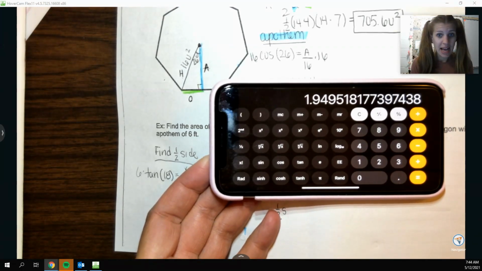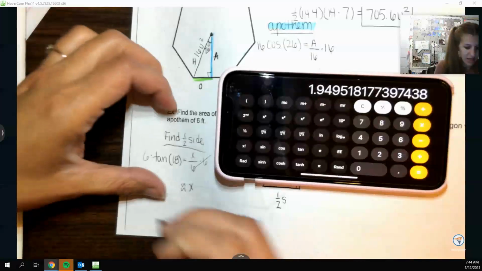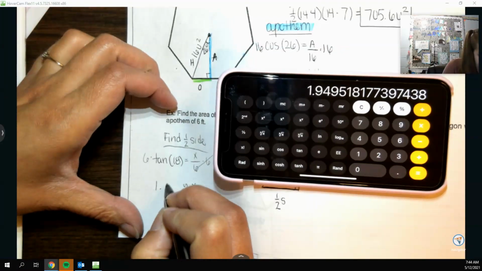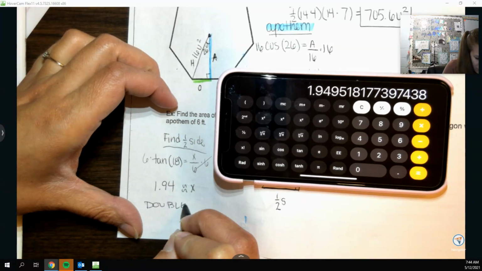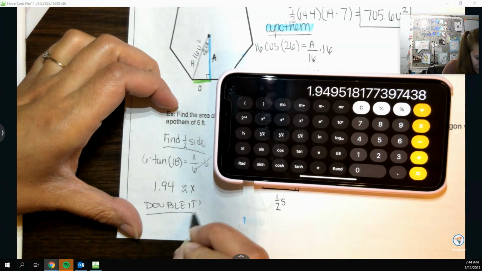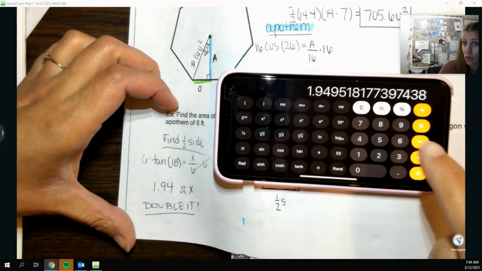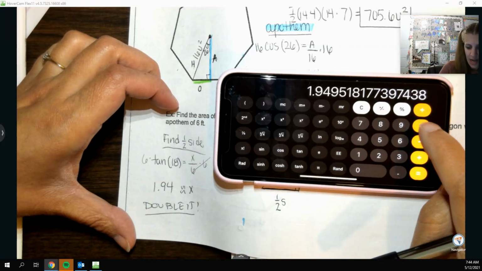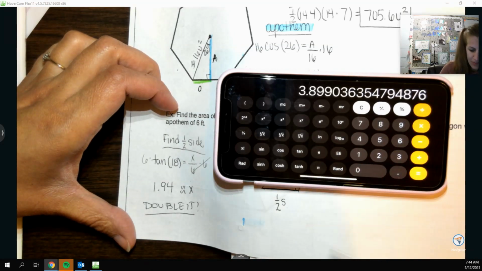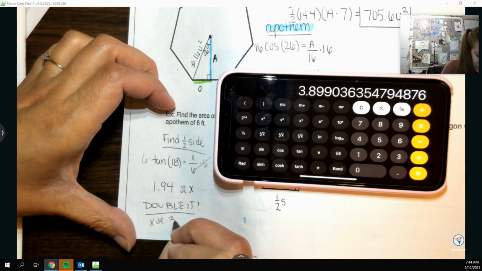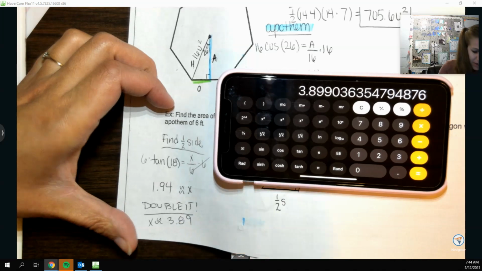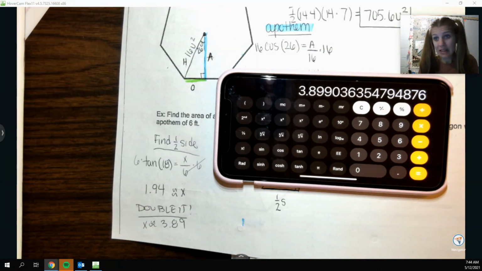And then I'm going to leave that in there, and I can write it down right here, but now I'm going to want to double it to get the full side. So I'm just going to leave that whole decimal there so I don't round yet, and then times by 2. So the side is approximately 3.89. And honestly, I'm going to leave that on my calculator as well.